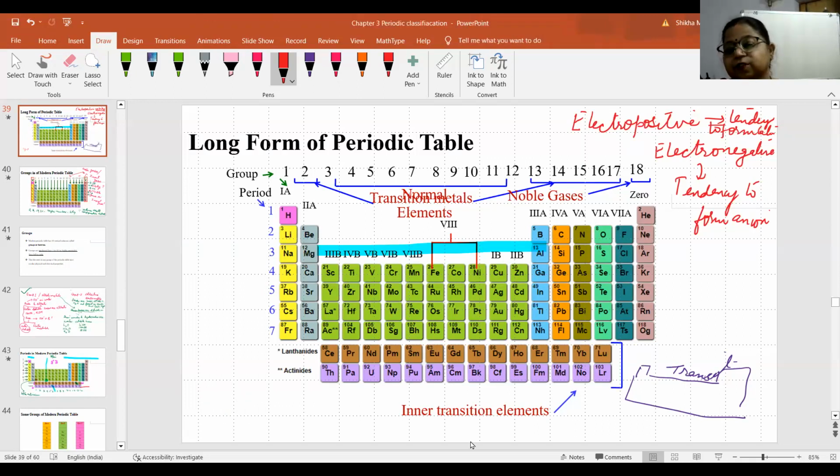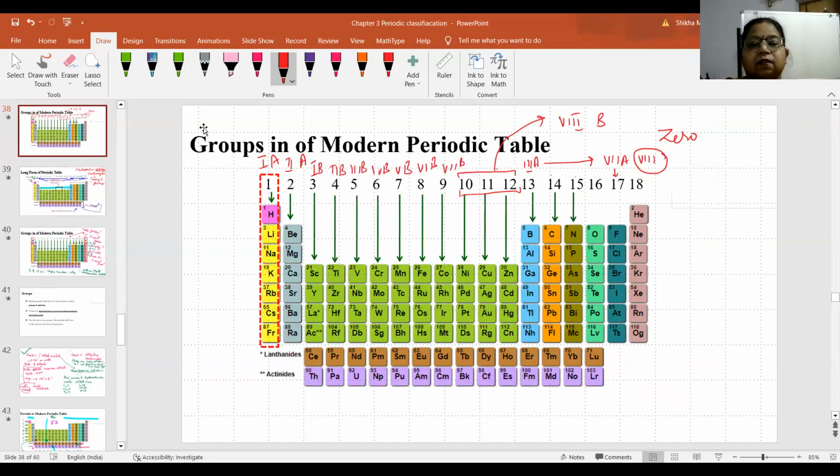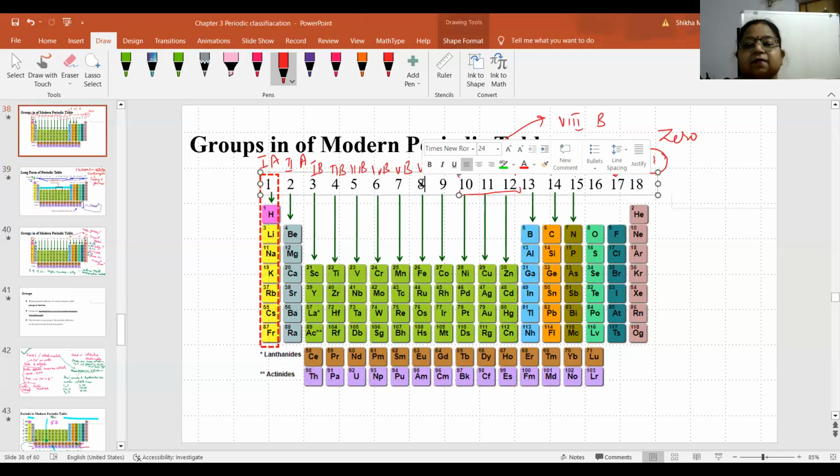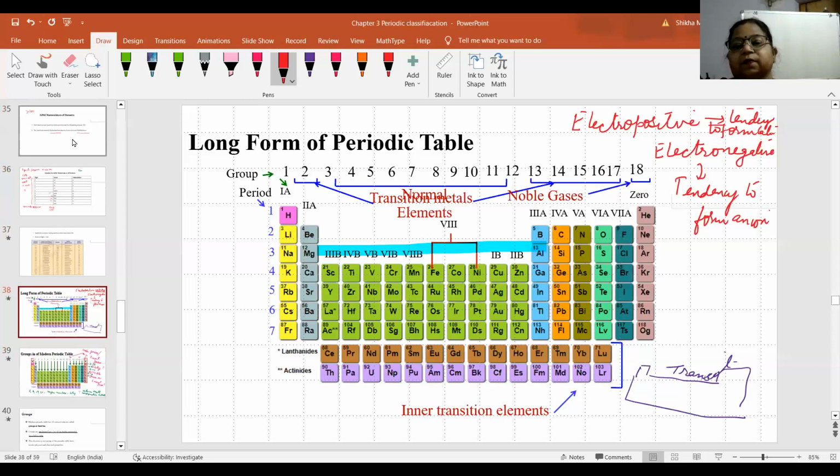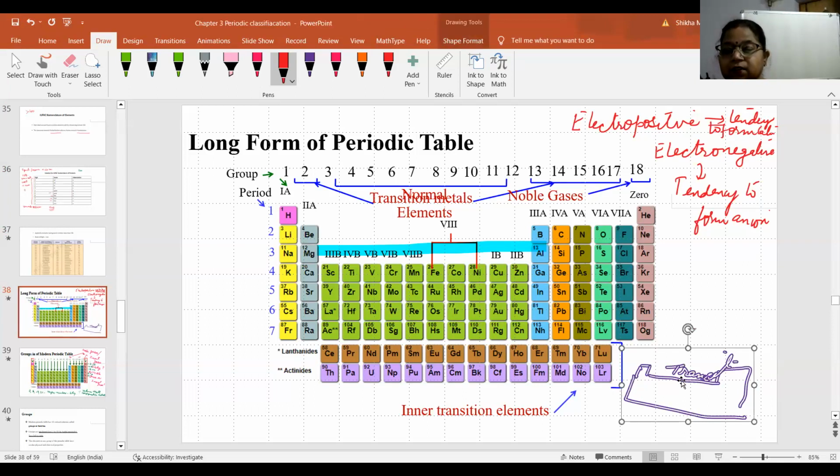This is a better version of the same thing, where you can see 1A, 2A, then 3B, 4B, 5B, 7. Sorry, I think I made a mistake here. Let's delete it and we will do it by that one only. Just 3B, 4B, 5B, 6B, 7B. Then we have 8 and then 1B, 2B, and then this.